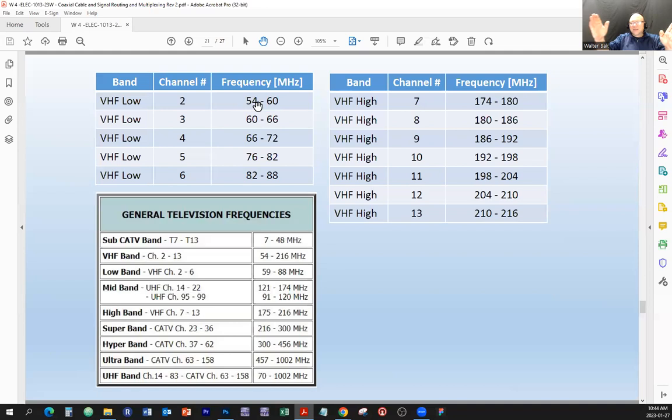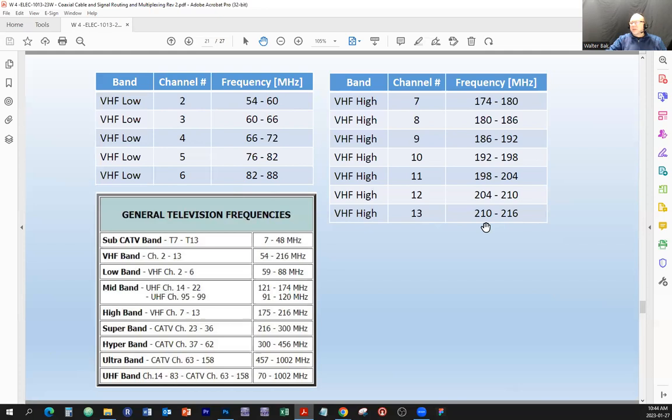Next channel is going to be next 6 megahertz. And next channel is going to be next 6 megahertz, and so on. So channel 2 will occupy the frequencies between 54 and 60 megahertz. Well, channel 6 would be 82 to 88 megahertz. And look, channel 13, for example, will be 210 to 216 megahertz.